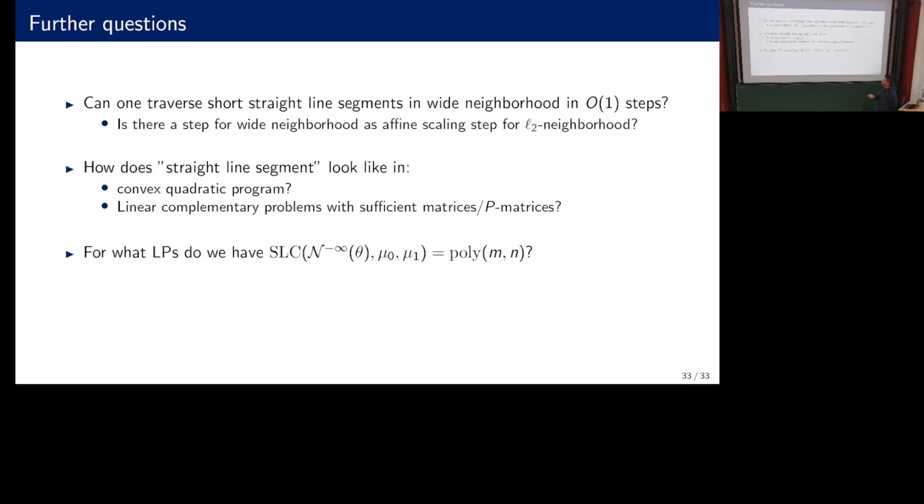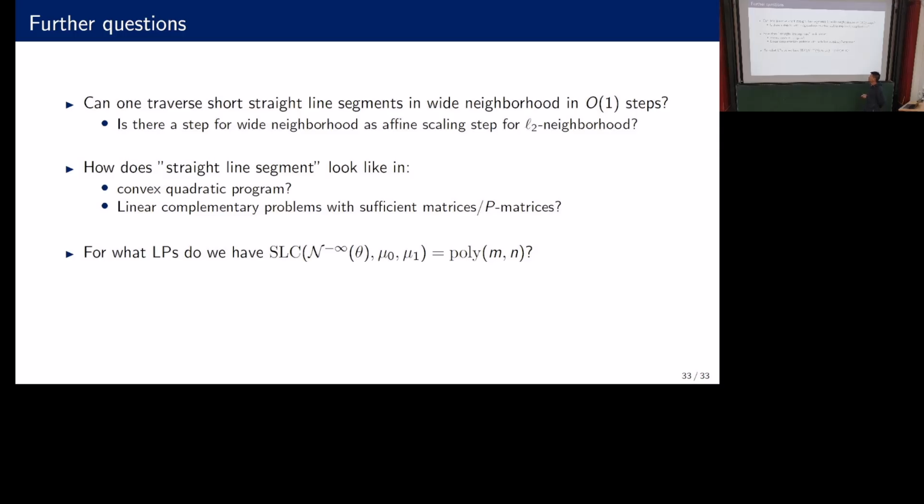And so is there a step like the affine scaling step for the L2 neighborhood for the Y neighborhood? This is actually a very challenging question, because in the Y neighborhood, well, we are talking about L infinity norm as opposed to L2 norm. So it is unclear what orthogonality means in that setting, or if there's any orthogonality. And another more difficult question is perhaps when we consider problems that are more difficult than LP, for example, convex quadratic programs or linear complementarity problems that have sufficient matrices or P matrices. What do the straight line segments in those settings look like?